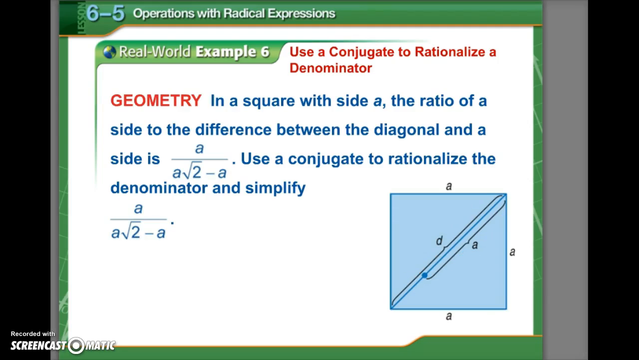Okay, example 6 is a real-world example. It says we need to use a conjugate to rationalize a denominator. So this question says, in a square with side A, the ratio of a side to the difference between the diagonal and the side is A over A root 2 minus A. Use a conjugate to rationalize the denominator and simplify that expression. So hopefully you remember a conjugate is the same as this term, except if it's a plus, you change it to a minus, and if it's a minus, you change it to a plus.